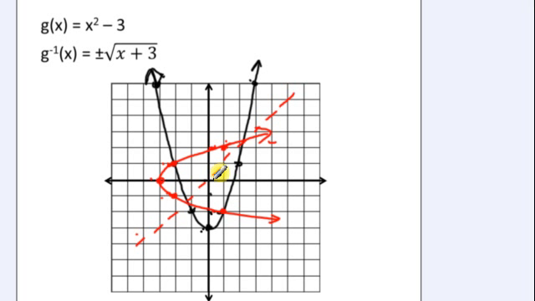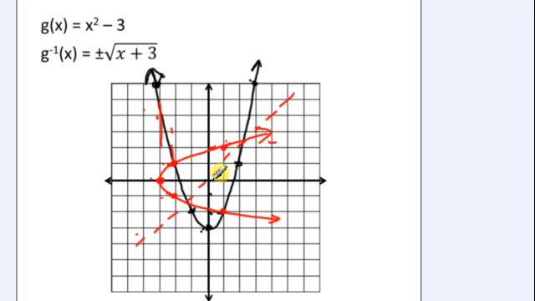Now, I mentioned earlier the vertical line test and said if an equation or a graph passes the vertical line test, it is a function. So look at the original black line. This parabola, anytime I draw a vertical line, it's only going to touch the vertical line in one spot. So it's a function. My original graph, the parabola, is a function.